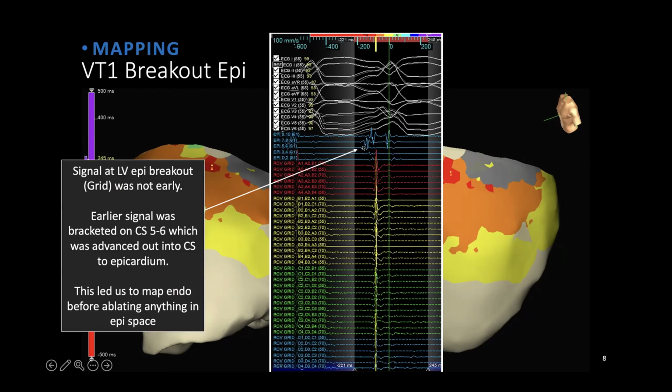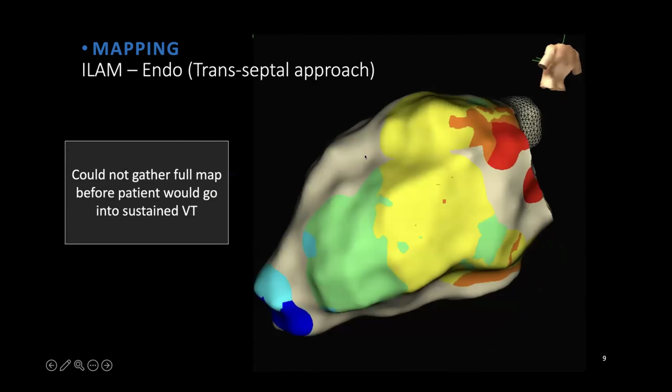This was the early signal though, but this is in the CS. I advanced my CS catheter very deep into the AIV, and this was basically my earliest recording during the whole case. So, not very exciting in the epi space or in the endo space.